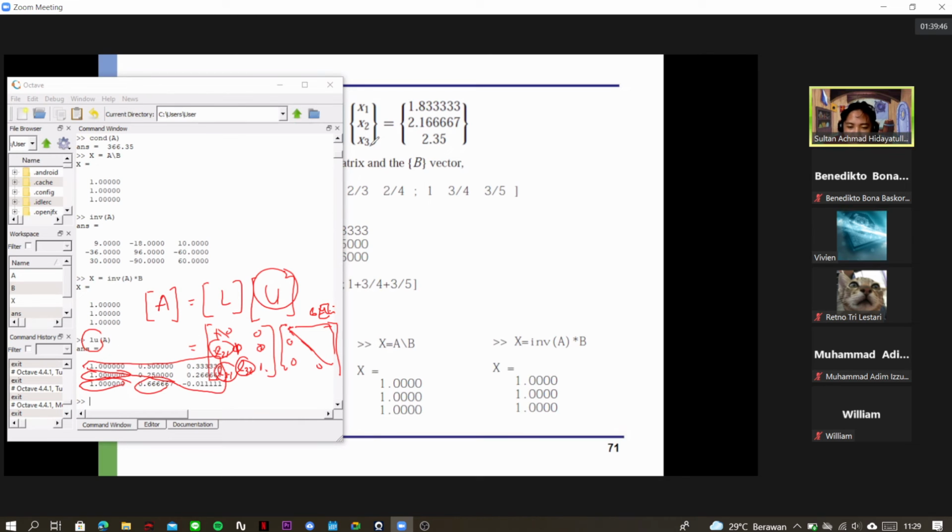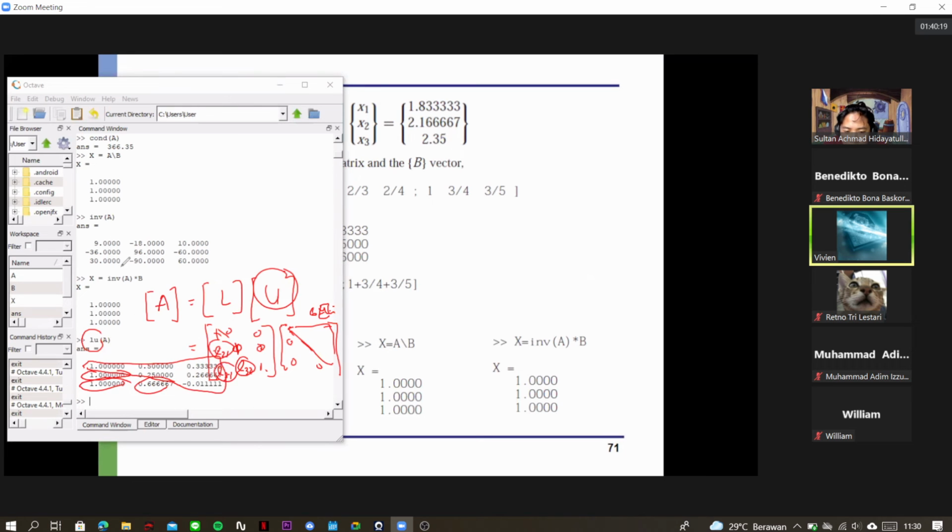Oh, okay, ma'am. So the diagonal for the upper matrix is not 1, right, ma'am? Because you said that the upper triangle in this matrix and LU is all in the upper matrix. So the diagonal is not 1, right, ma'am? For the upper.